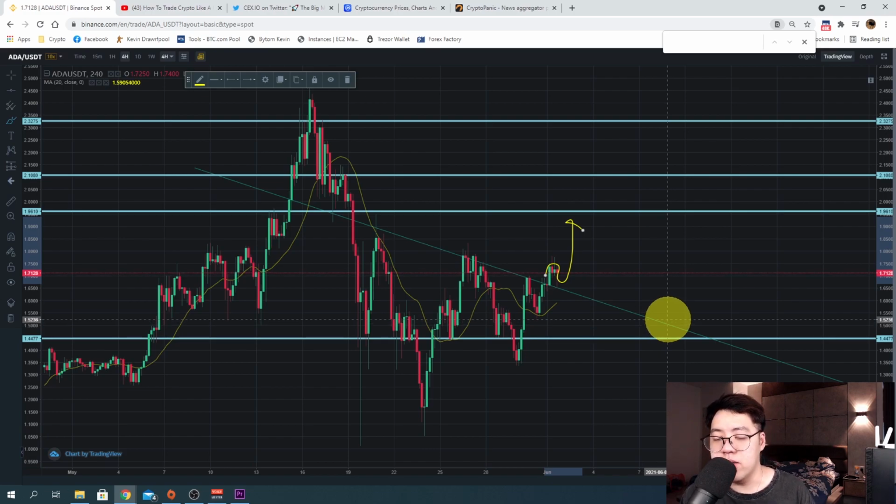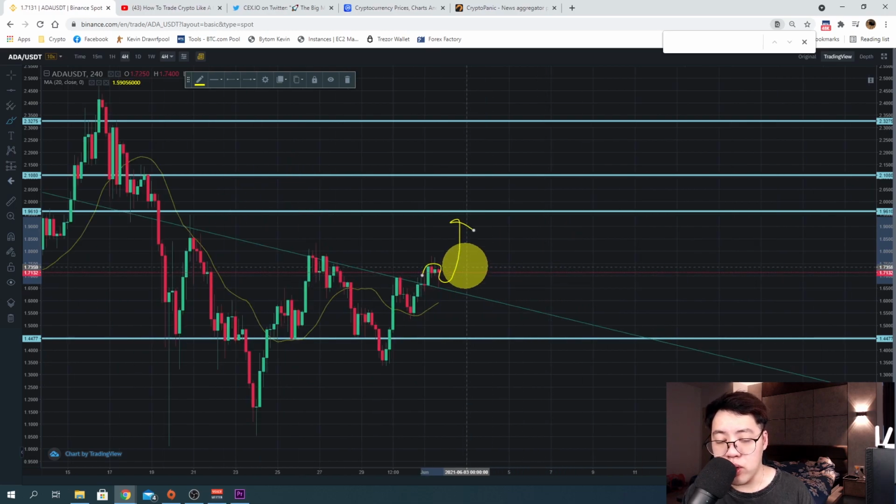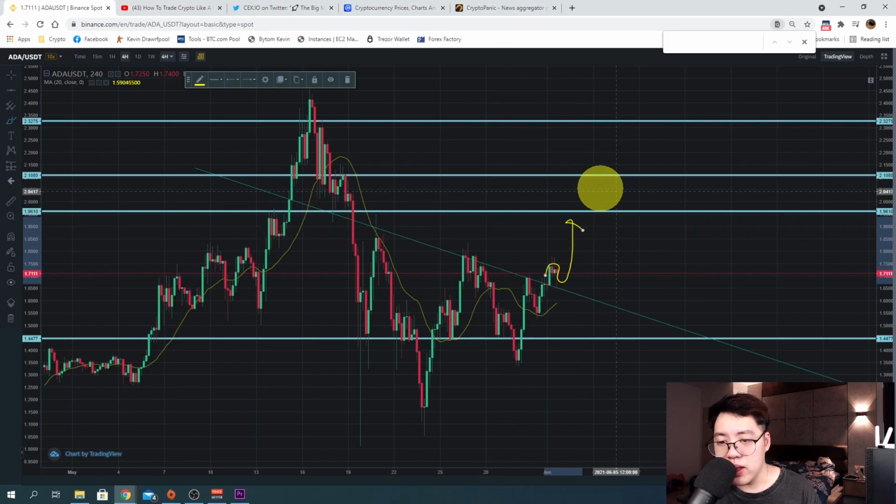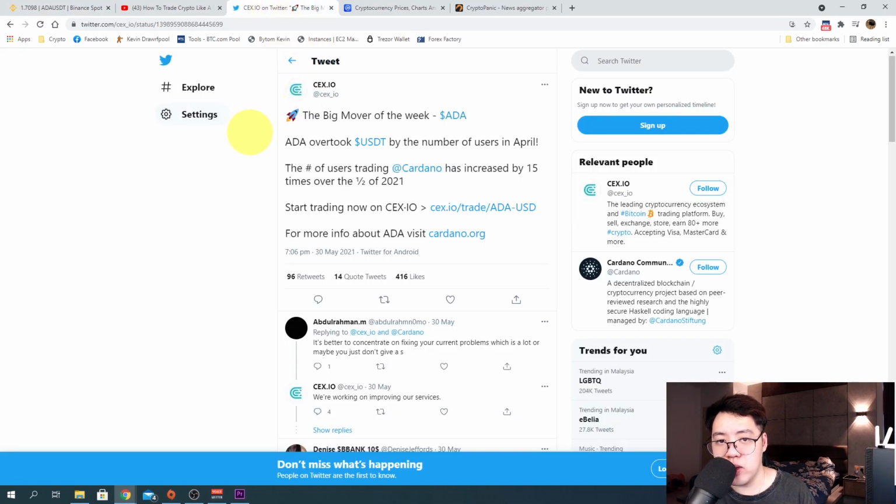So what we need to watch out for is that this candlestick doesn't close below, and we need to wait for a bullish candlestick. It can be a bullish engulfing. If it happens to have a bullish engulfing or any pattern showing that this is a bullish candlestick pattern, then you could see a very strong pullback all the way up to this $1.96 later. So this is one of the crucial points you need to take note of today.